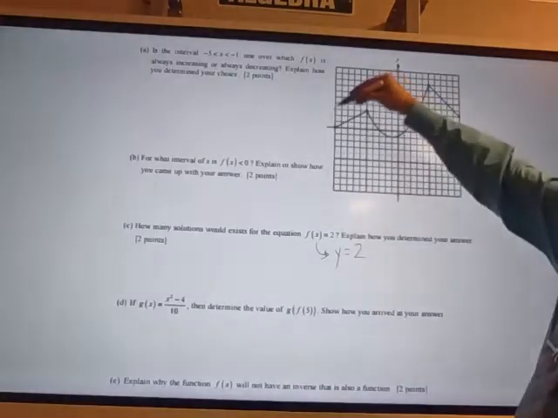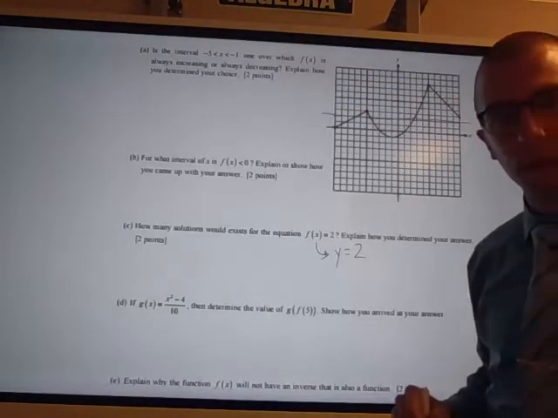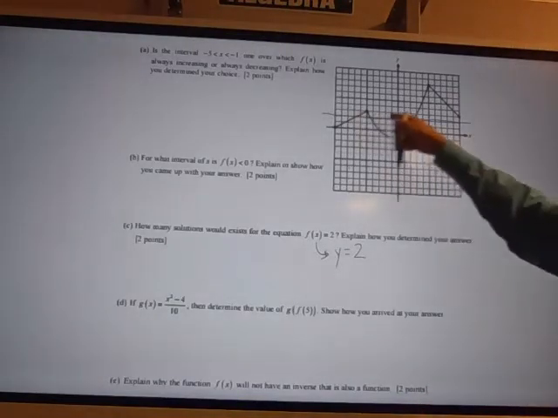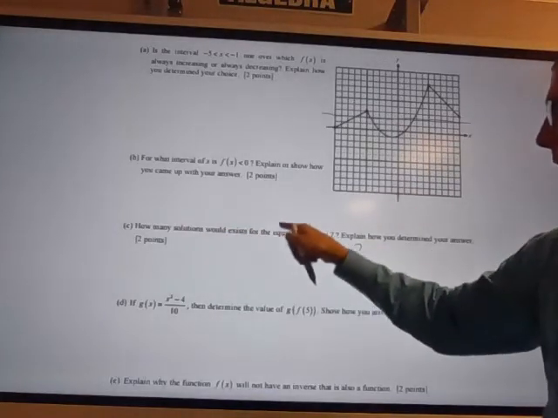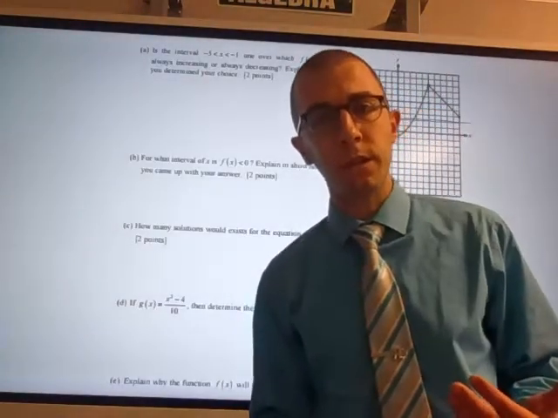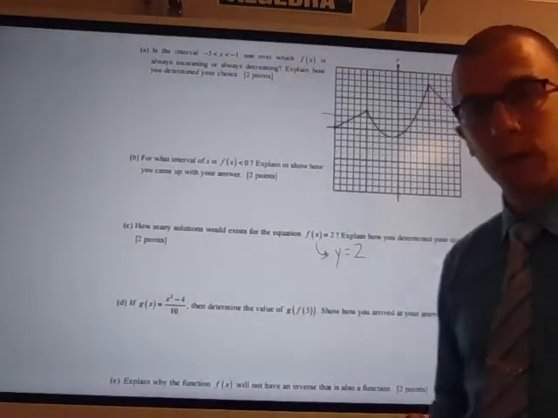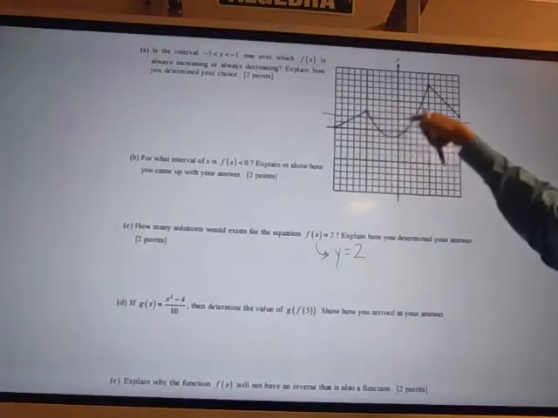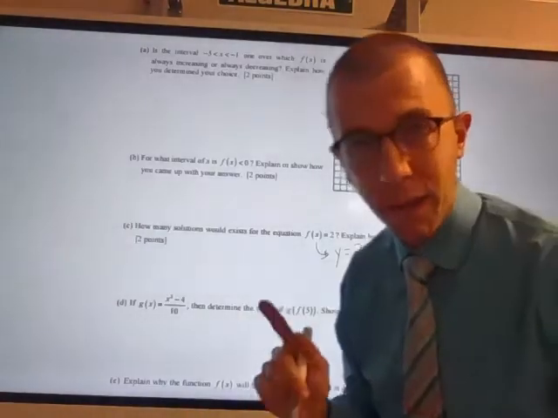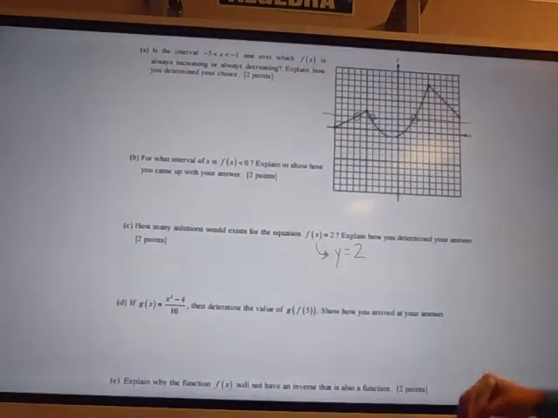And you can think of that as a horizontal line through the point y equals 2. All right? Just like I did there. Because when it says how many solutions would exist for this equation, we're trying to find how many x values, that's what they mean by solutions, how many x values would give us a function value of 2. So basically, how many points on this graph have a y value of 2? And you can see from my horizontal line here, there are 3.